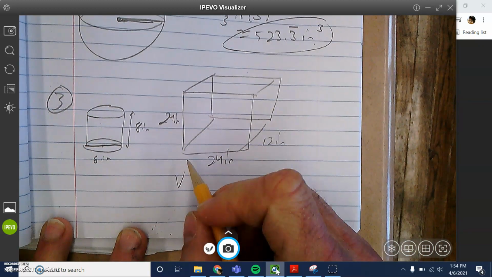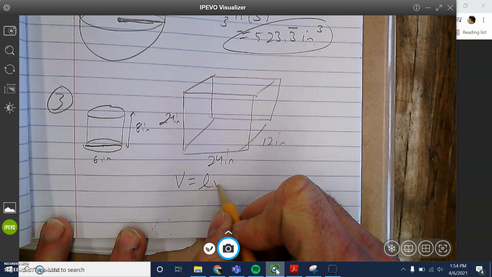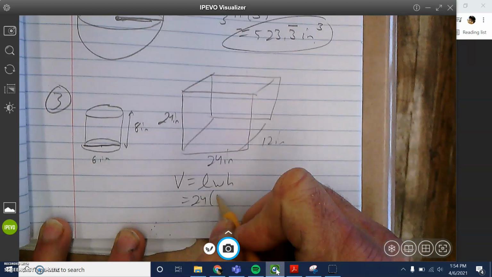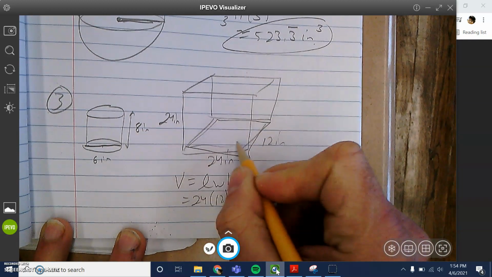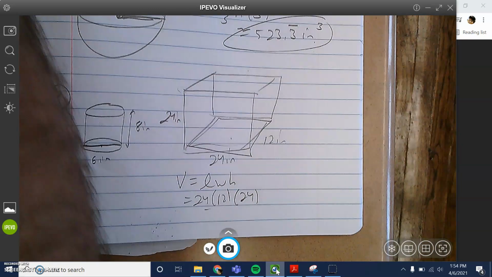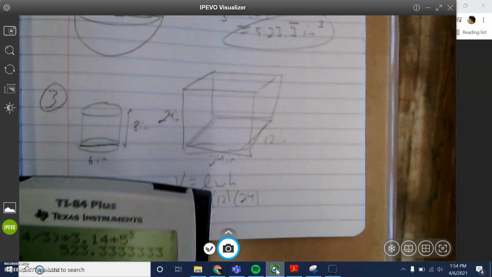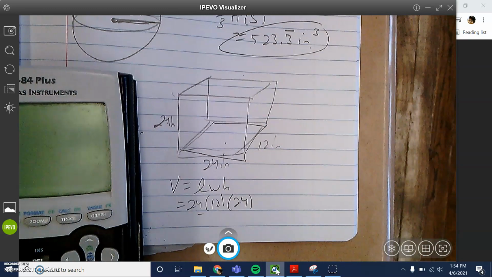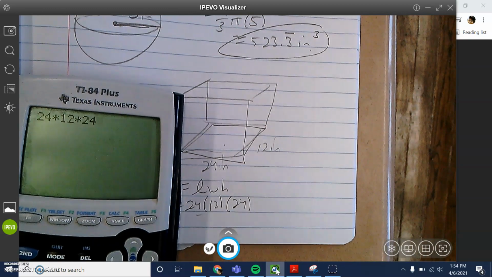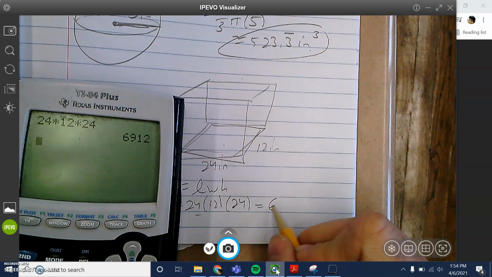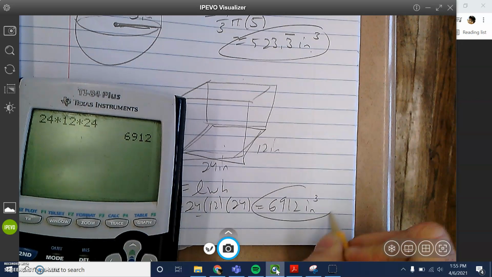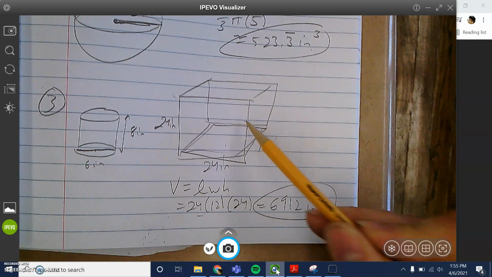So the volume of the fish tank is length times width times height, which is 24 times 12. This is the base, right? Area of the base times the height times 24. It doesn't matter what order you multiply it in. It's all going to be the same because it doesn't matter the order you multiply things in, you get the same answer. 24 times 12 times 24 is 6,912 cubic inches. So that's how much we have to fill.